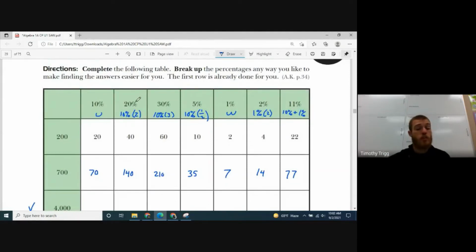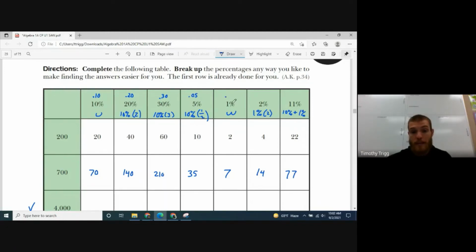Now, one more thing I want to point out is that you could have always done these by changing the percentage to a decimal and then just multiplying, right? So 10% as a decimal, you'd move the percentage over twice. That's 0.10. For 20%, that'd be 0.20. And simply multiply that by 200, you should get 20. Multiply this times 200, you'll get 40, and so on. Change this to a decimal, that's 0.30. What would this be as a decimal? Well, we'd move the percentage over 2 times, so that's 0.05, okay? So moving over once, twice, 0.05.